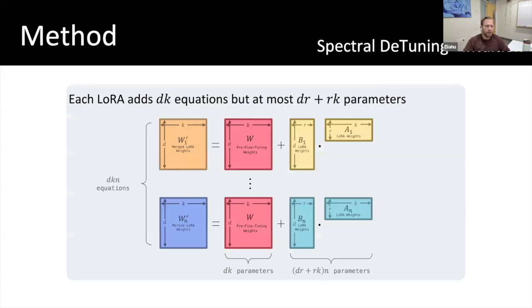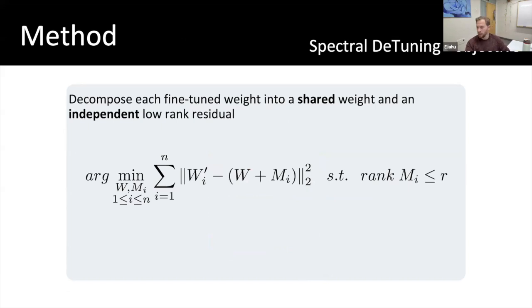If we speak for a moment about intuition, the reason it's even possible is that W is shared between all of these models, so basically the only increase in parameters is (dr plus rk) times n. But we have dkn equations. So now it's an over-specified system of linear equations, and we can actually solve it. This is exactly what we do. So this is our loss here.